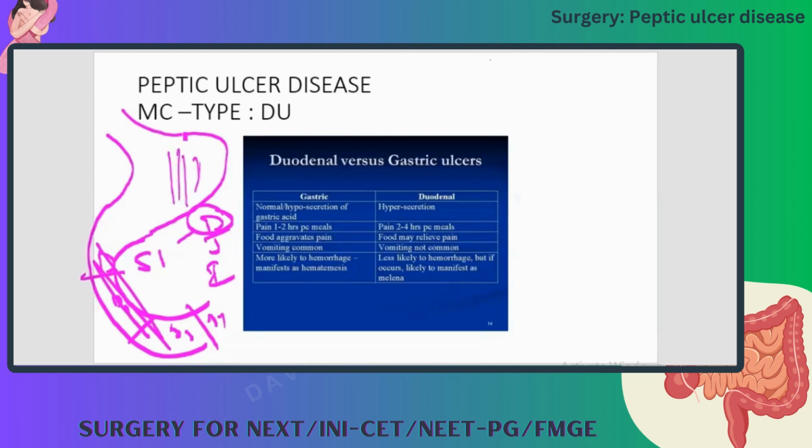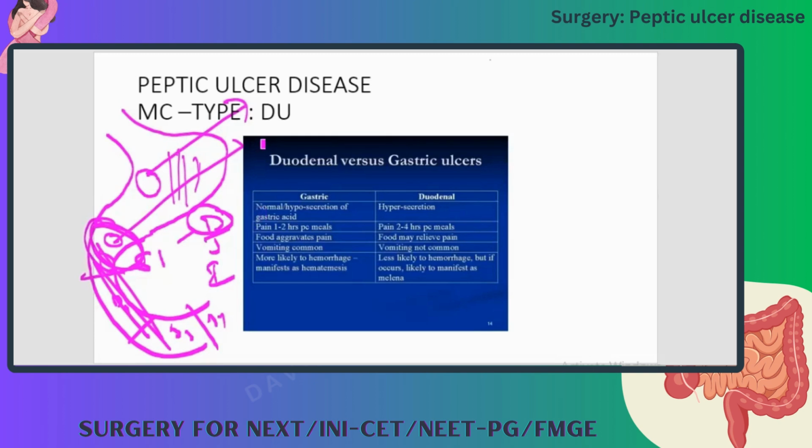What is an ulcer? Define an ulcer. The classic definition of an ulcer is a breach in the continuity of the epithelium. Any epithelium, inside or outside, anywhere, a break in the continuity of the epithelium is known as an ulcer. Gastric ulcers occur here, duodenal ulcers occur here. Most common are the duodenal ulcers.